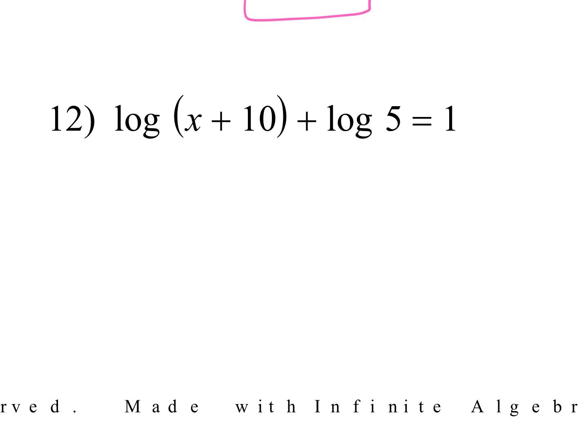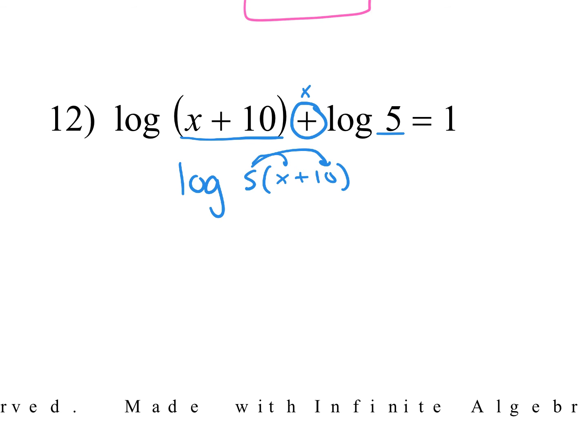All right, number 12. So first step is to combine them. How do I combine the two logs if I'm adding? Multiplication. So I have the log, and what am I multiplying? So I'm multiplying the x plus 10 and the 5. So it'd be like 5 times x plus 10. And then we can distribute to simplify it inside of our log. So it'd be log of 5x plus 50. So you don't have to distribute, but you can. Yeah, it's a little bit easier.